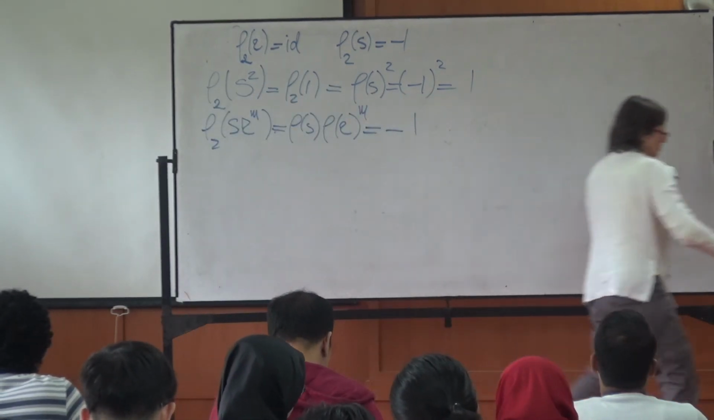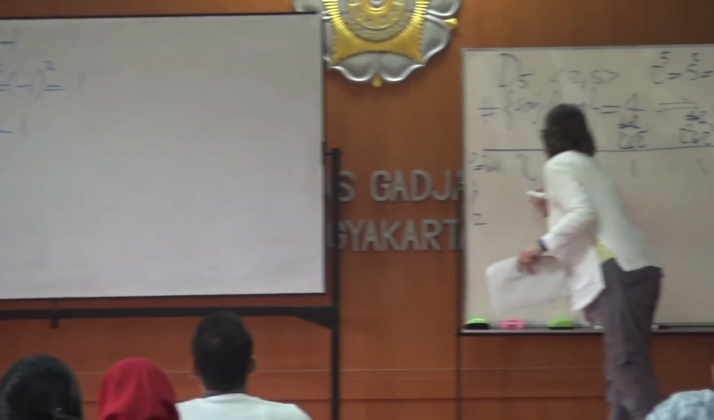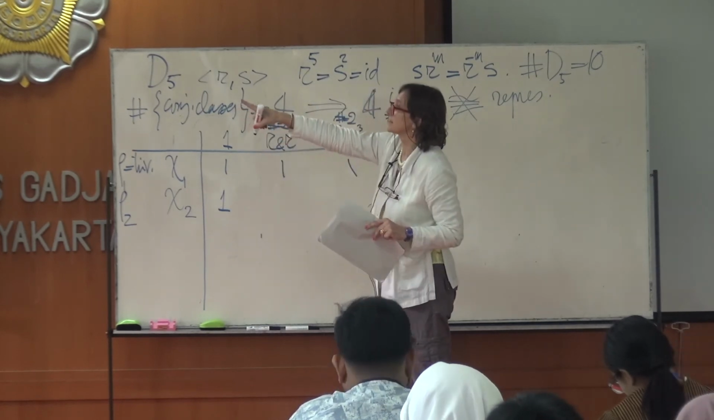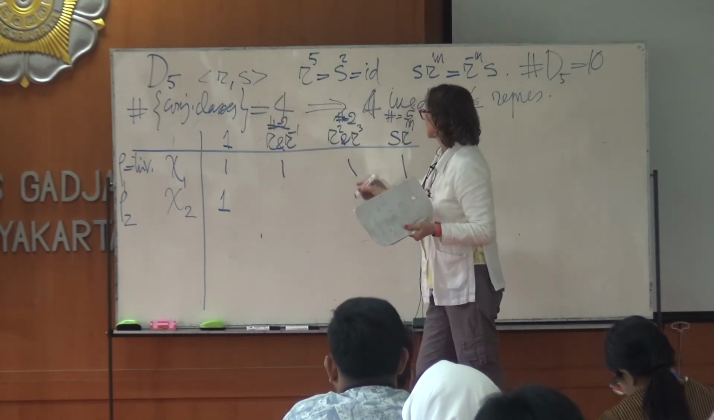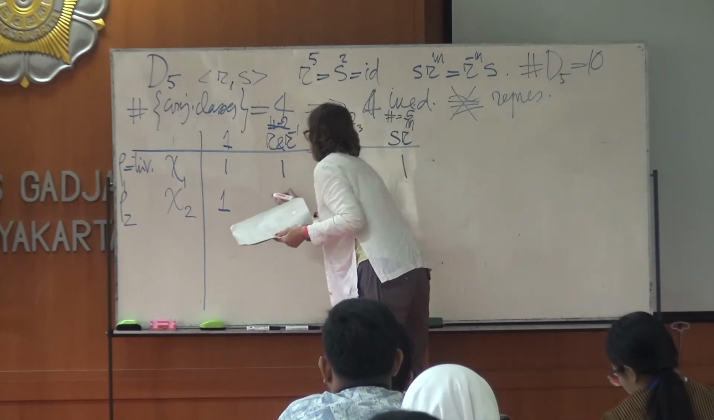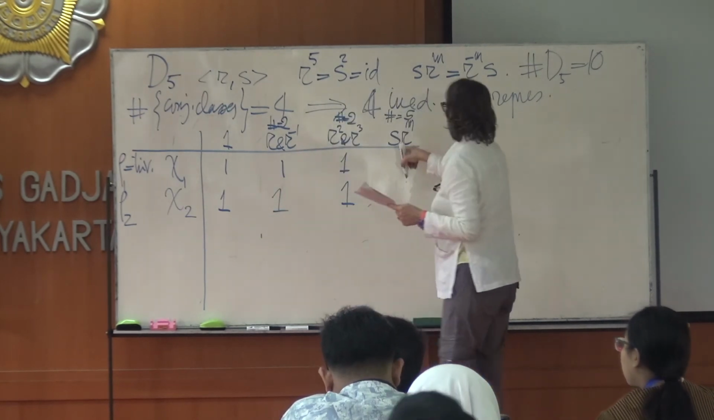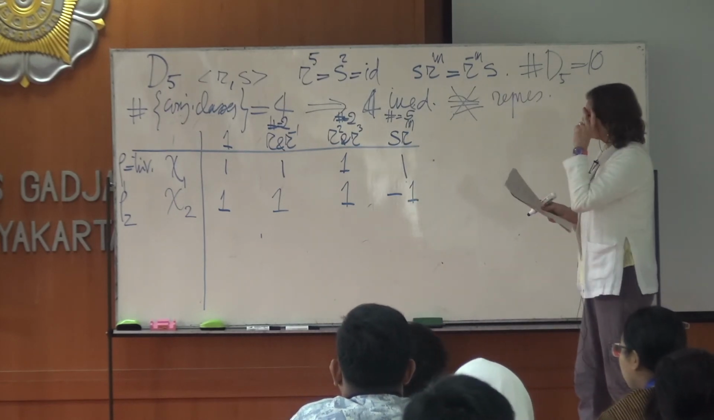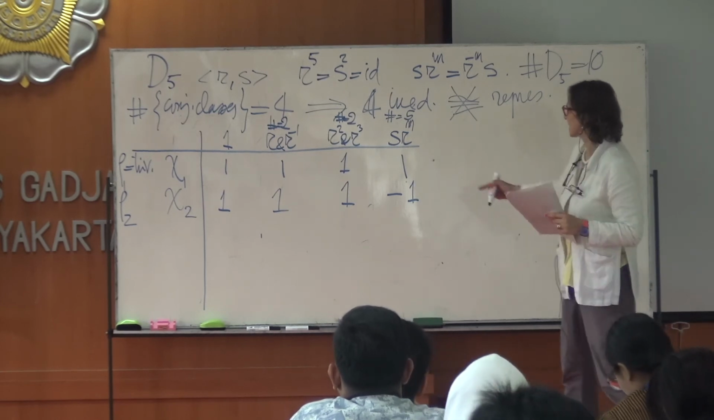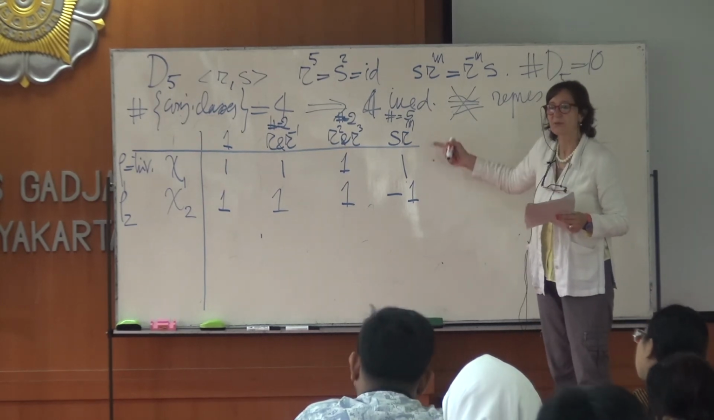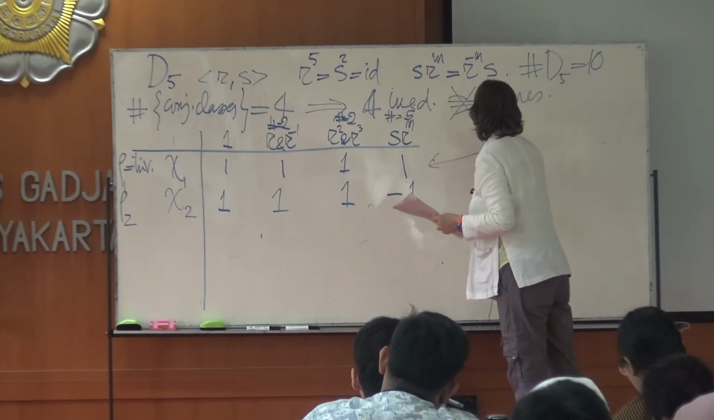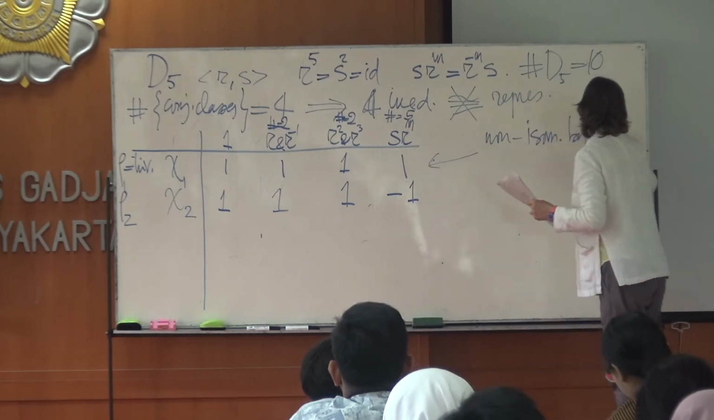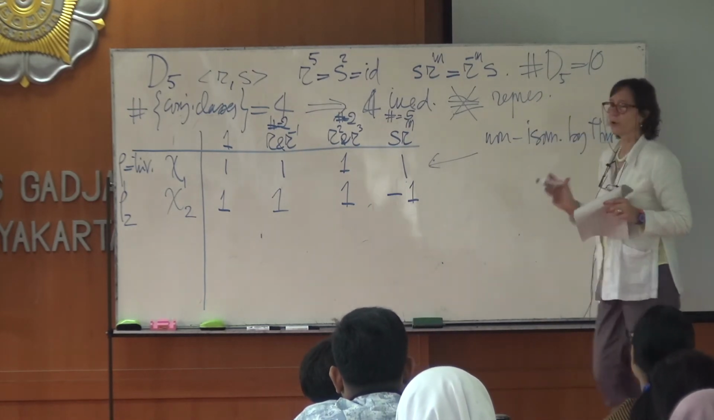So this is a one-dimensional representation, and then chi 2, again, on the identity is 1. It is 1 on all these rotations, 1, 1, and minus 1 on S. Okay, so these are two one-dimensional representations, and they are non-equivalent by theorem 3, non-isomorphic. Now we need two more.